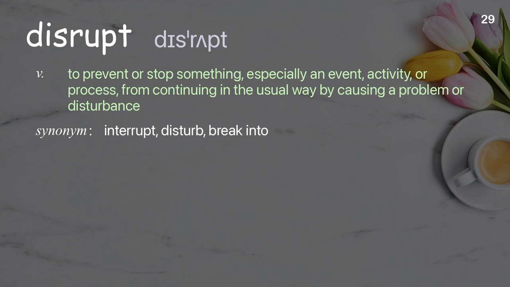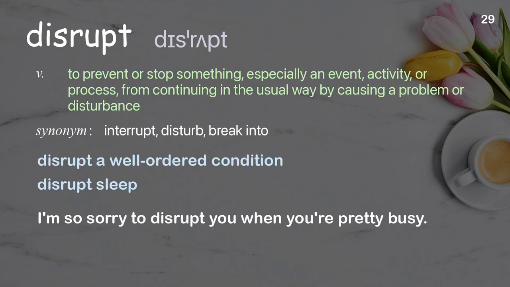Disrupt. To prevent or stop something, especially an event, activity, or process, from continuing in the usual way by causing a problem or disturbance. Examples. Disrupt a well-ordered condition. Disrupt sleep. I'm so sorry to disrupt you when you're pretty busy.